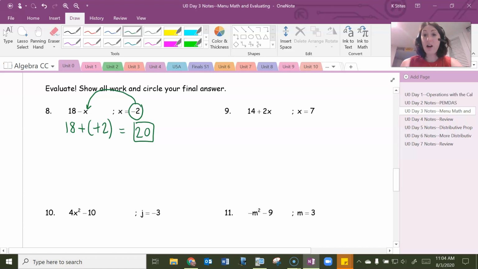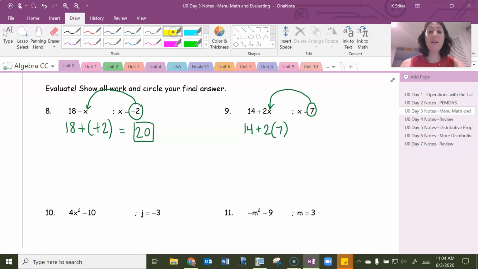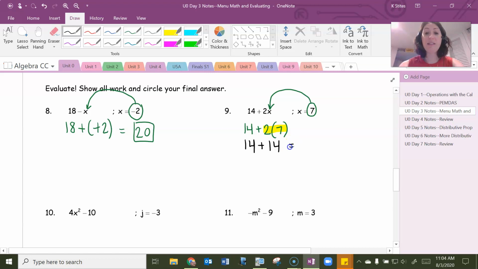Okay, let's try it again. 14 plus 2x, your 7 is going in place of x. All right, so I have 14 plus 2 parentheses 7, and now you can do your order of operations, or you can type this into your calculator. Multiplication would come first. 2 times 7 is 14. 14 plus 14 is 28.